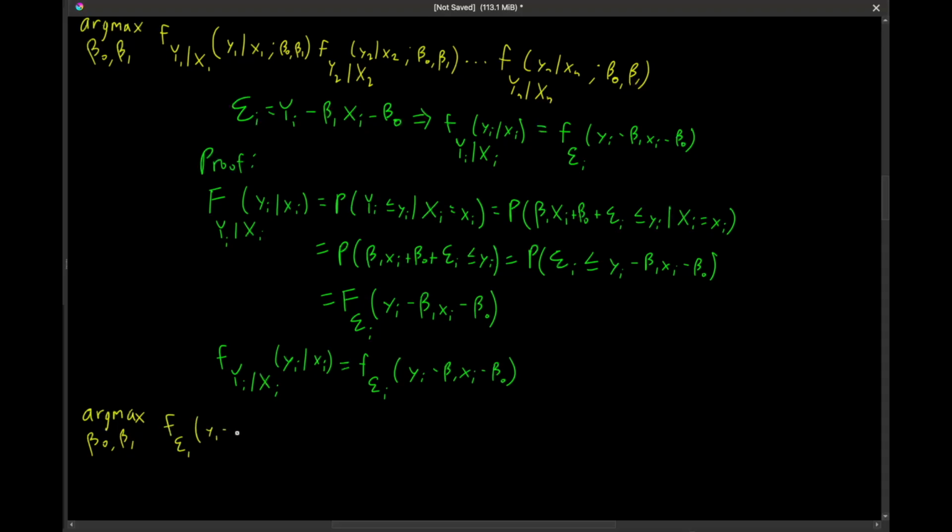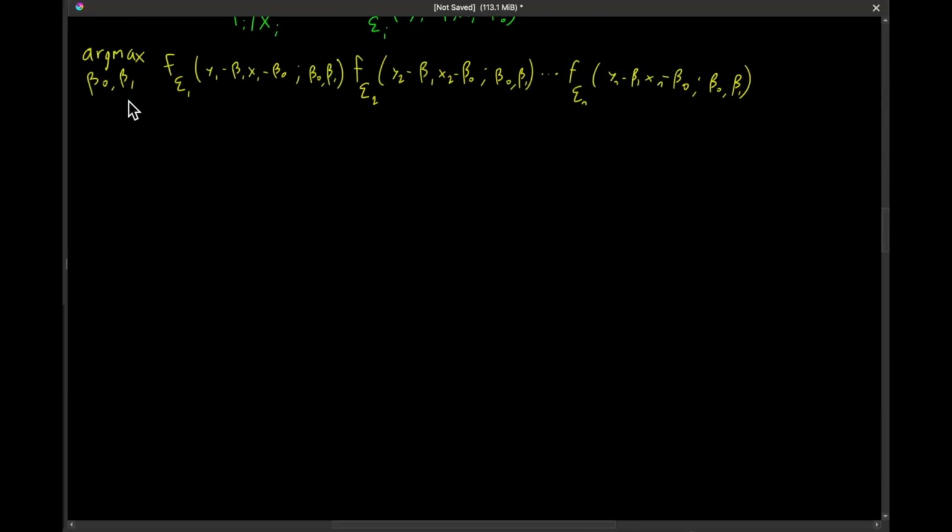So we have epsilon 1 being y1 minus beta 1 x1 minus beta 0. And epsilon 2, same thing, but with x2 and y2. And again, dot, dot, dot. And just to make this a little bit more nice and neat, I can just write this as the product from i equals 1 to n, this big capital pi thing means product, of the PDF of that particular epsilon i at yi minus beta 1 xi minus beta 0.